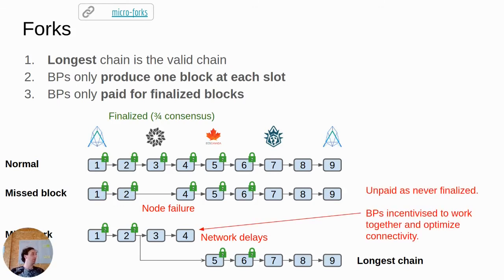So those 2 blocks that they created are unpaid for, right? Those 2. So these block producers are highly incentivized to try and create very low latency connections to each other, and have good internet connections and such.